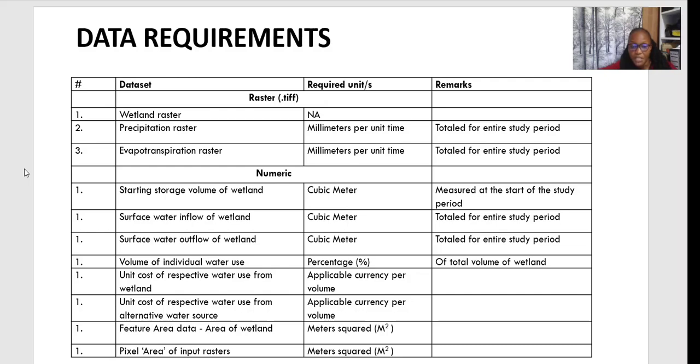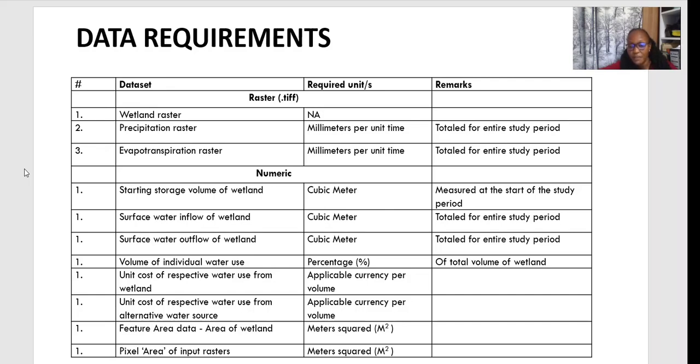study period, surface water inflow of the wetland in cubic meters totaled for the entire study period, surface water outflow of wetland in cubic meters totaled for the entire study period, volumes of individual water use as percentages of total volume of wetland, unit cost of respective water use from the wetland, applicable currency per volume, unit cost of respective water use from an alternative water source.